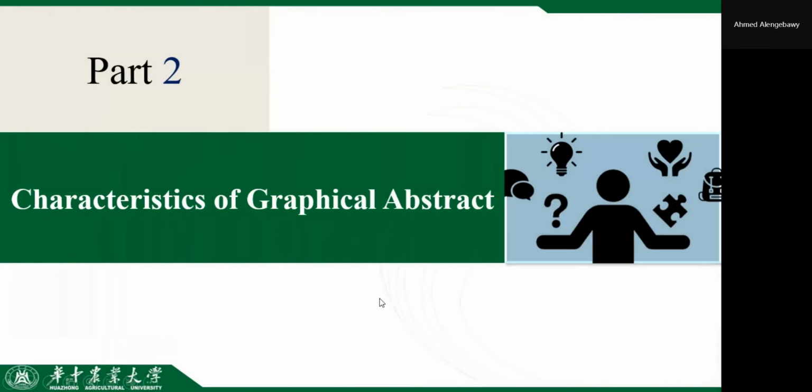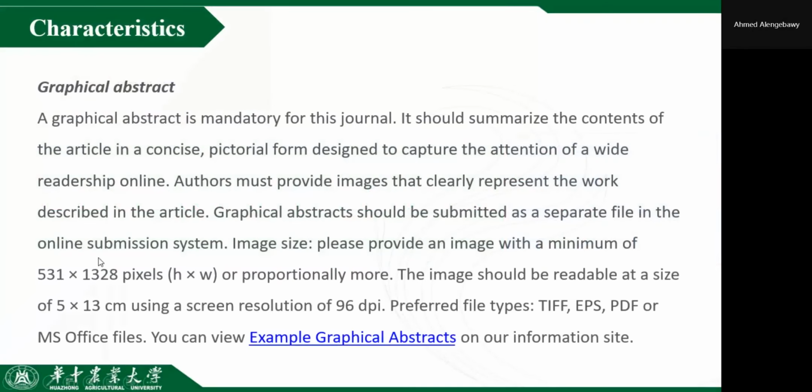So the second part, we have to know the characteristics and properties of the graphical abstract before creating it. Here I copied this text from a journal called Bioresource Technology. They give instructions about creating a graphical abstract. The first thing to note here is that the graphical abstract is mandatory for the journal. As I said, it is mandatory in some journals and optional in others, but the direction now is toward a graphical abstract for many journals.